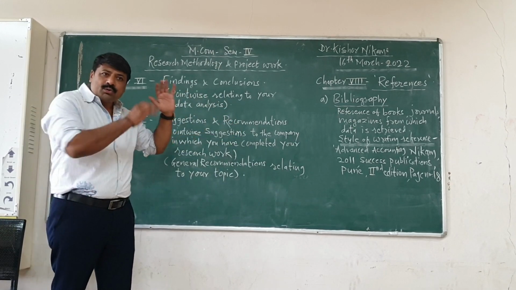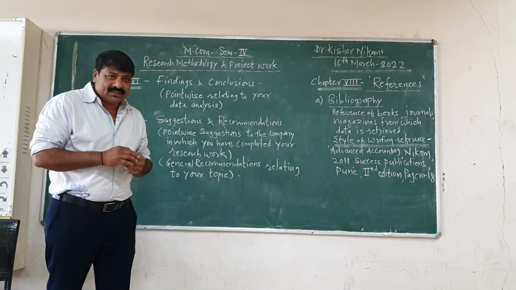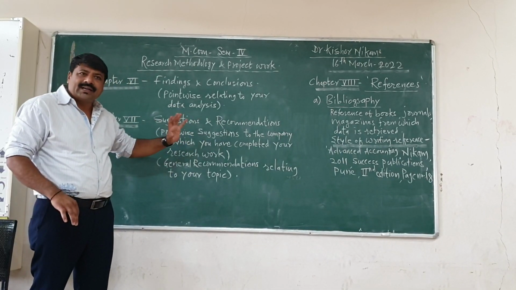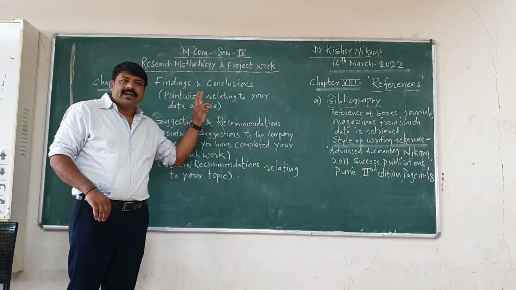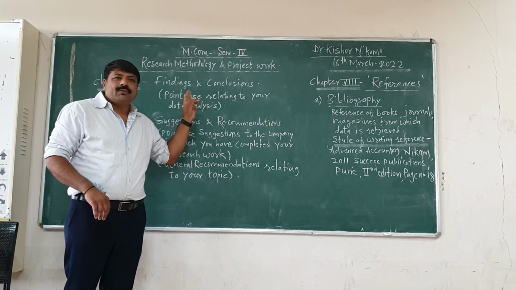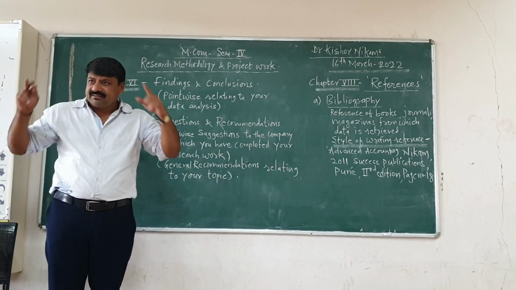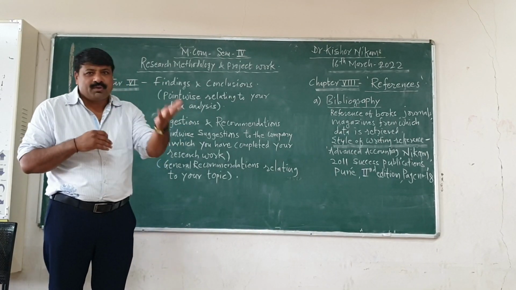Yesterday I taught you how to analyze the data with the help of pie charts and bar charts. Today, these last 3 chapters we will discuss shortly. Chapter 6 is findings and conclusions. Research findings are the major findings from the data you have analyzed in your research. It is based on the questions you have asked the respondents.